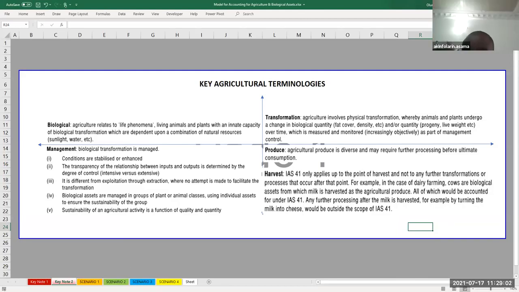So, in the case of dairy farming, cows are biological assets from which milk is harvested as the agricultural produce, all of which would be accounted for under IAS 41. Any further processing after the milk is harvested, for example, by turning the milk into cheese, would be considered outside the scope of IAS 41.